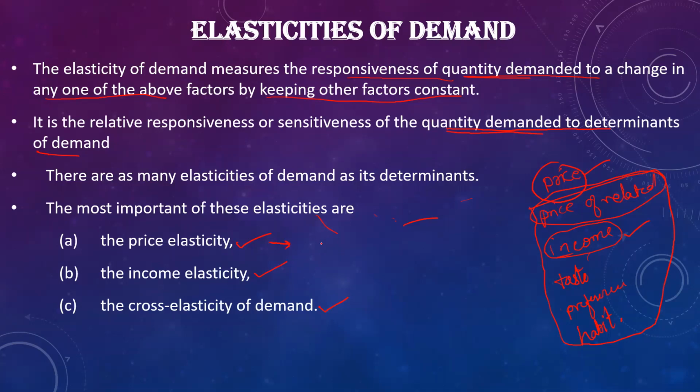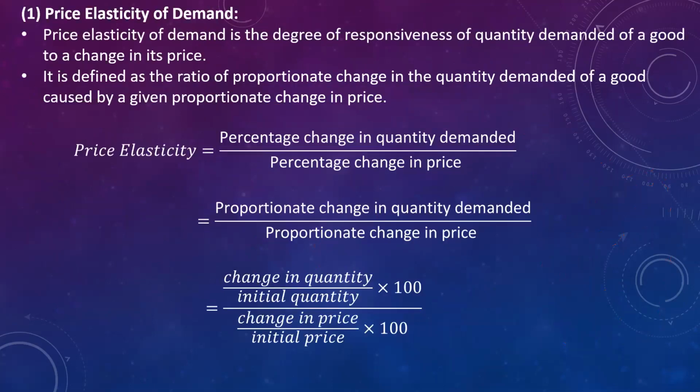In price elasticity, we have price and quantity demanded: the responsiveness of quantity demanded to the change in price. In income elasticity, it is related with income of the consumer, and in cross elasticity, it is the price of related goods. We'll see one by one. Now first it is price elasticity of demand.